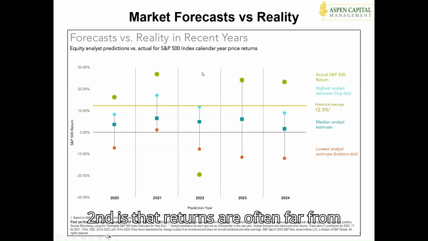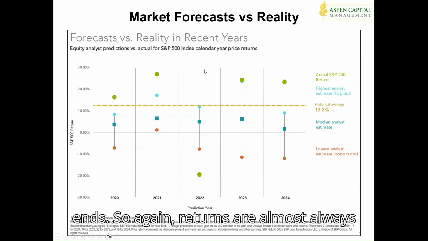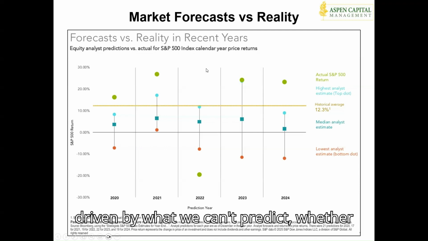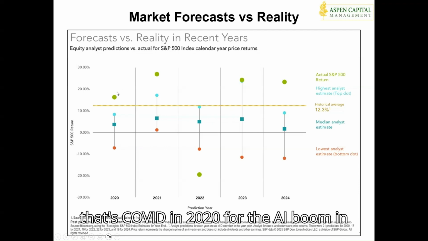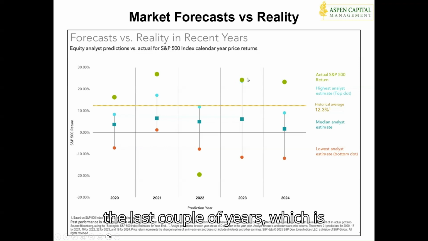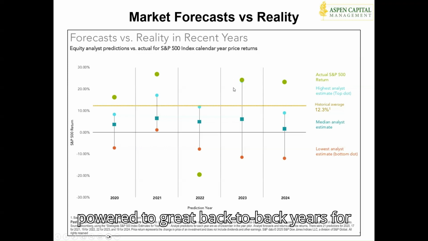Second is that returns are often far from the average, both to the high and low ends. So again, returns are almost always driven by what we can't predict, whether that's COVID in 2020 or the AI boom of the last couple of years, which has powered two great back-to-back years for US markets.